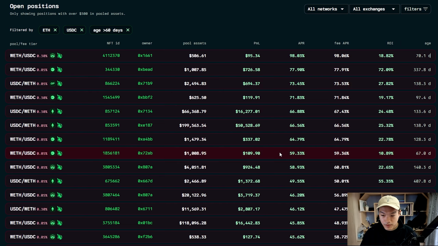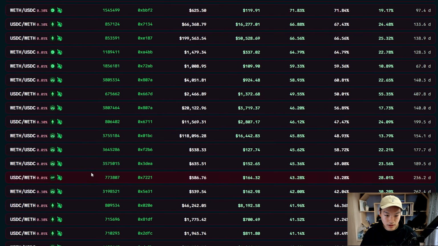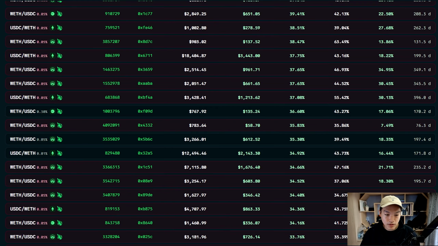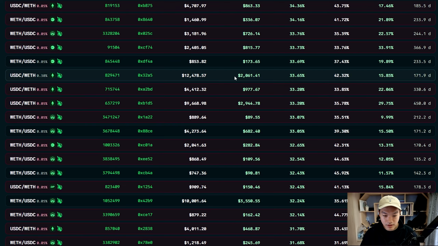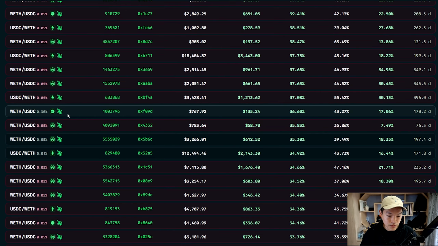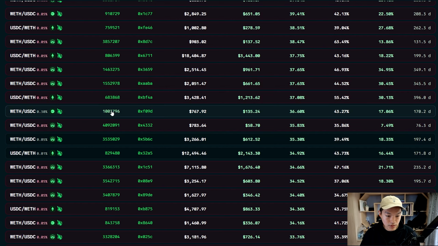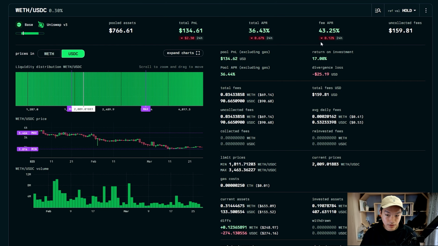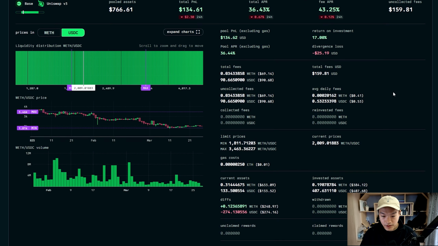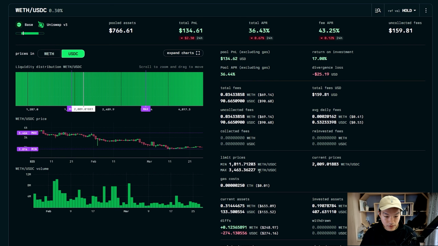And you can see what I was saying, right? A lot of people got knocked out of range. They're still out of range, right? So it's not just my own opinion. Here you can see this guy is still in range on Base and Uniswap with this fee tier. Here, Arbitrum and Uniswap. So what I want to do is click onto that position, and you can see they're making about 40-something percent APR. This is their range. They're still in range and beating impermanent loss comfortably.